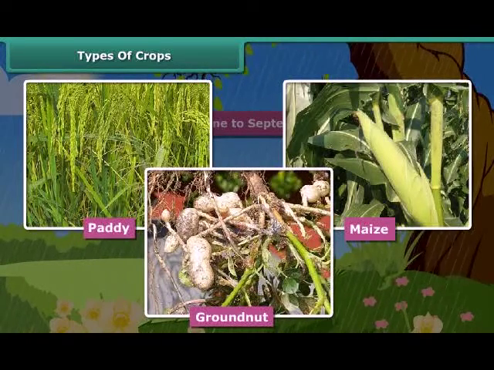To grow crops, various activities are performed which are known as agricultural practices. Let us know them one by one in detail.